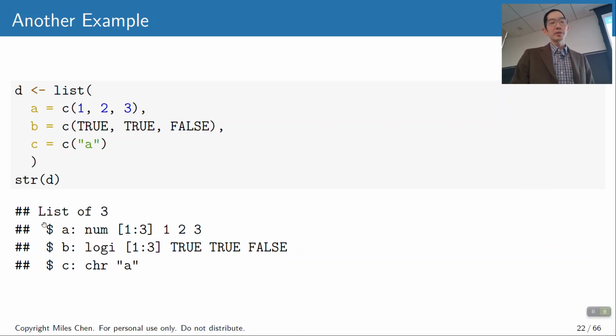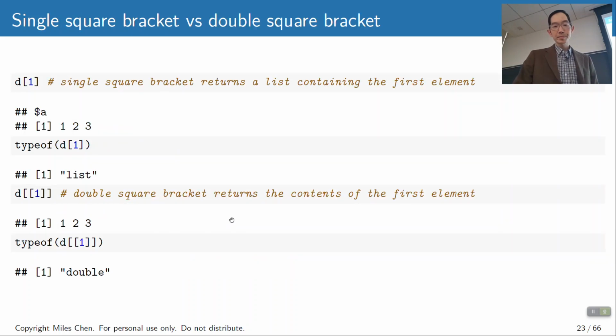And so here, when you say str on D, it explicitly lists it out, and it says it's a list of length 3. Here are your elements, A, B, and C. A is numeric, B is logical, C is character. That's what we have. Okay, so here I have D single square bracket 1. This gives me back a list of length 1 containing the vector 1, 2, 3. And if I ask what is the type of D single square bracket 1, we're going to get back a list.